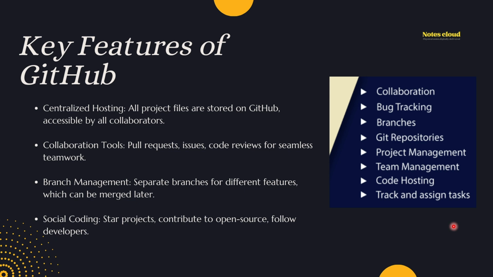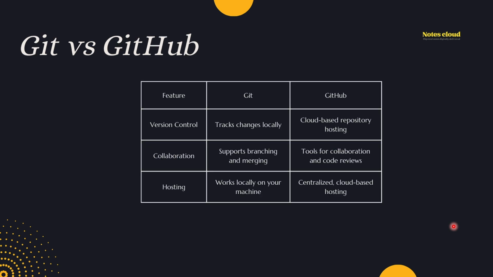Let's do a quick recap of the difference between Git and GitHub. Git tracks changes locally on your machine, whereas GitHub is a cloud-based platform for hosting repositories. Git supports branching and merging, while GitHub provides additional tools for collaboration such as pull requests and code reviews. Git operates locally and GitHub offers centralized cloud-based hosting. Together, Git and GitHub provide a powerful combination for managing code and collaborating with others.